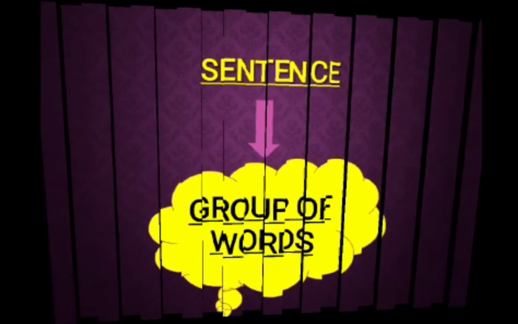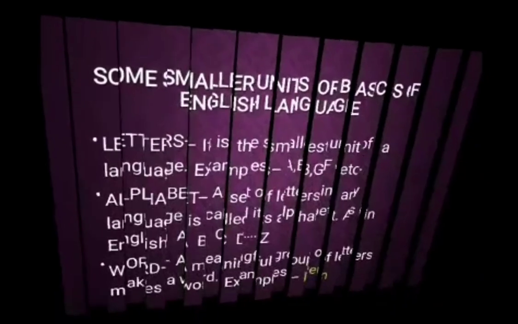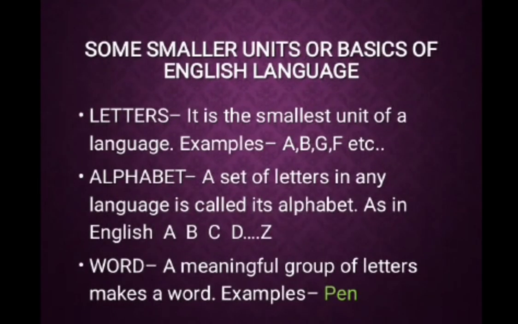What is a letter? Letter is the smallest unit of a language, of any language, Hindi, English, Sanskrit. So, it is the smallest unit. And why is it the smallest unit? Because we can't break it further. And for writing the English language, we need these ABC. So, this is called the basic unit, the smallest unit of the English language.